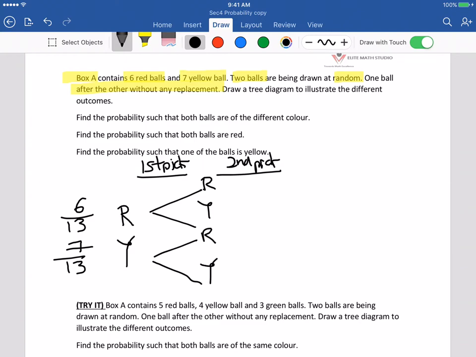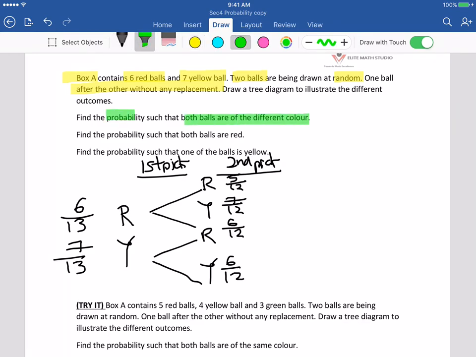What's the probability of you getting a red on the second one? It will be 5 out of 12. Next one, getting a yellow will be 7 out of 12. Next one, if the first one is yellow, what's the probability of getting red? 6 out of 12. Yellow, 6 out of 12. Okay, once the tree diagram is out, I think everything will be simple now.